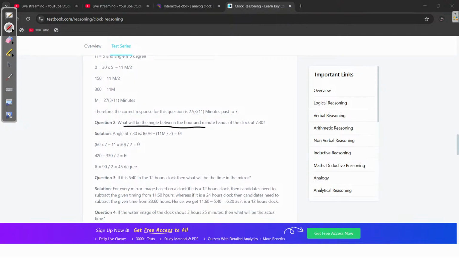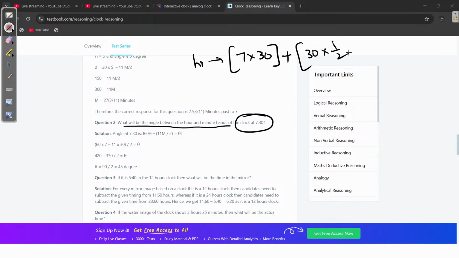What will be the angle between hour hand and minute hand when the time is 7:30? So when the time is 7:30, what we told you? First take the hours. How many hours are there? 7. Multiply the hours with 30 plus how many minutes are there? 30. Add those many halves. So you are going to get 210 plus 15, which is 225.